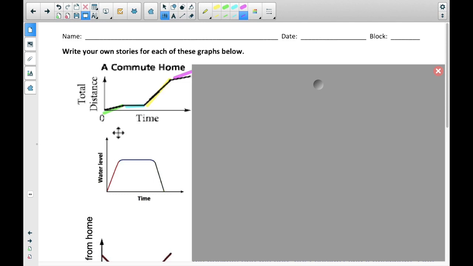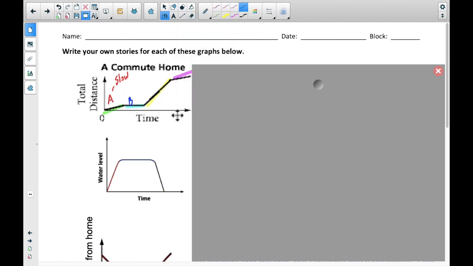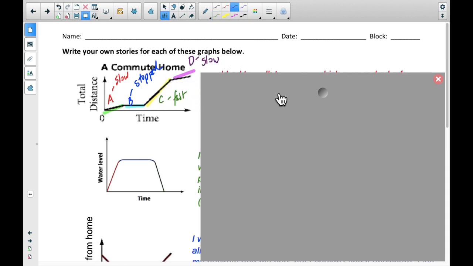So the first part, they're moving, but not very fast. So maybe I'm going to write that down. During part A, they're walking really slowly. Or driving slow or whatever. Part B, they are actually stopped. Part C, they're going pretty fast. And then part D, they're going slow again. So we need to come up with a story that's slow, and then stopped, and then fast, and then slow.